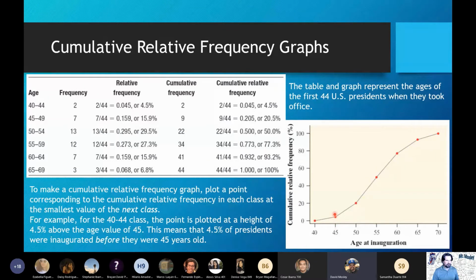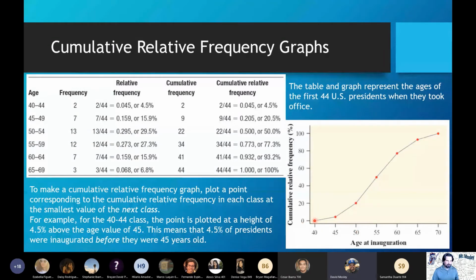So we have this right here. This means that 4.5% of presidents were inaugurated before they were 45 years old. So at this point, 4.5% of the presidents were younger than 45. Again, this 4.5% refers to how many values are less than where the dot is plotted at 45. Okay, so then we get all these points.